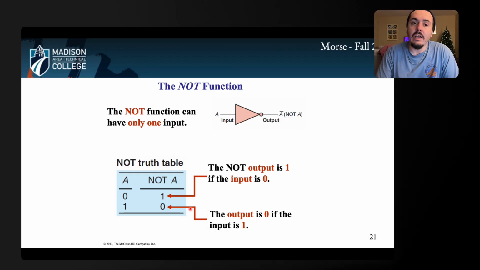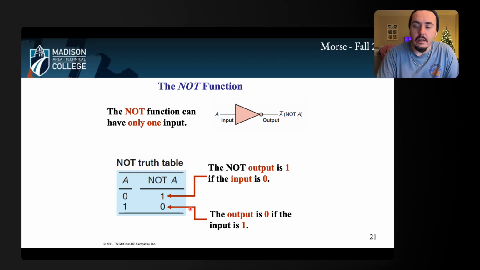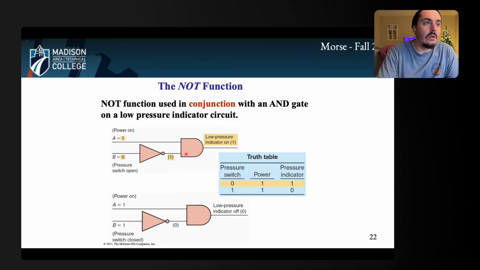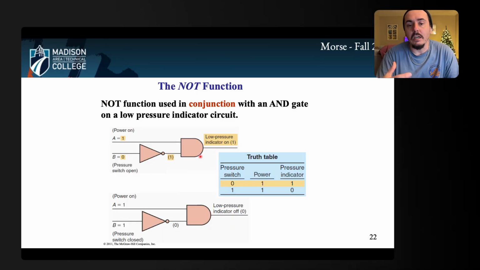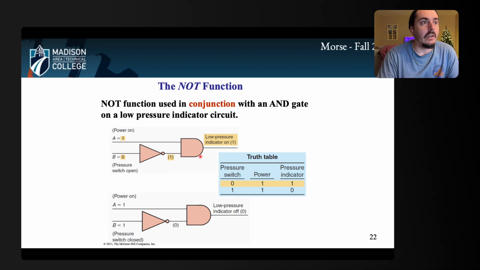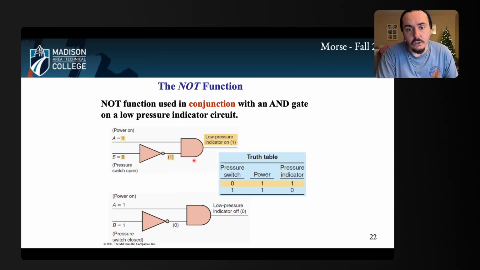And these things can only have one input. So the NOT function can only have one input, but you can put them in series with AND functions in order to make more complex gates. So this is just an example of a NOT and an AND for a pressure transducer light.